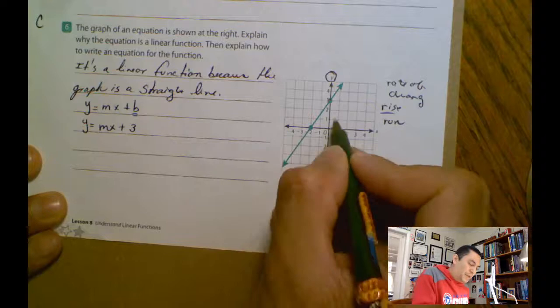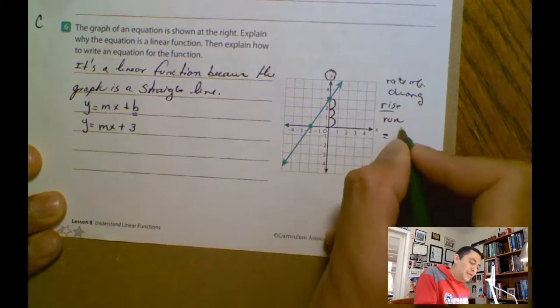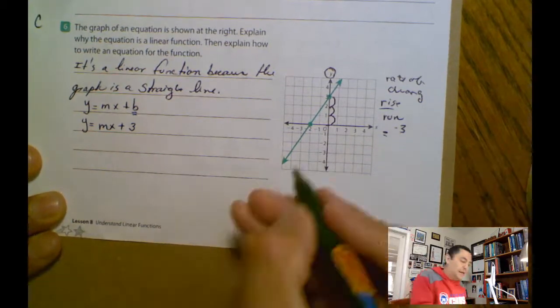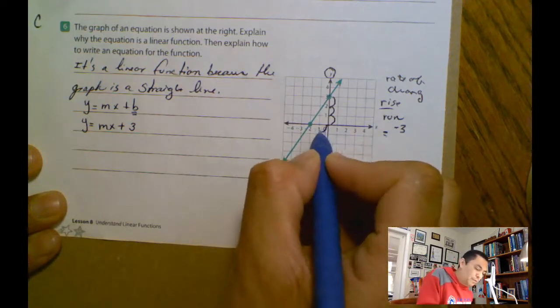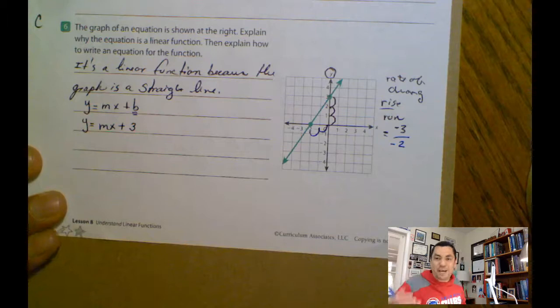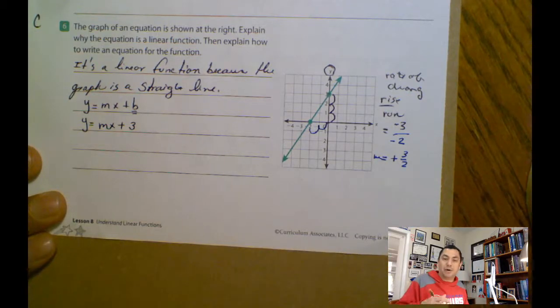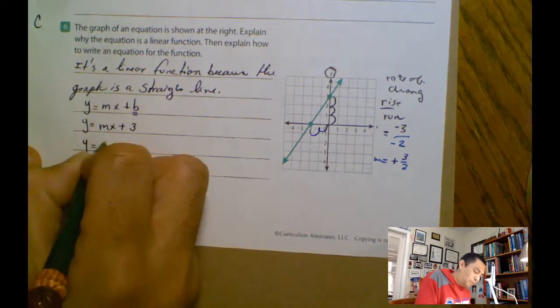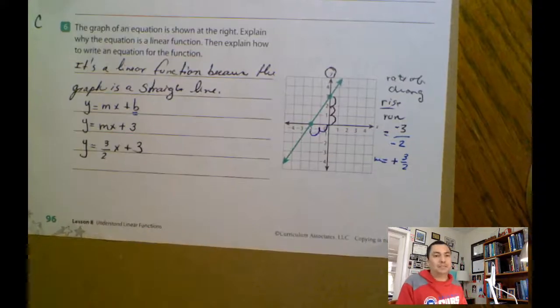Okay? So for example, I'm going to count 1, 2, 3. So I went down 3 units. Negative because I went down. Now let's count how many we're going to the left. 1, 2. So I went 2. Negative because I went to the left. Now negative and negative is positive, 3 over 2. So that's your rate of change. It's 3 over 2. So the function is y equals 3 over 2 x plus 3. See? And that's the way we're going to do those graphs. And that's problem number 6.